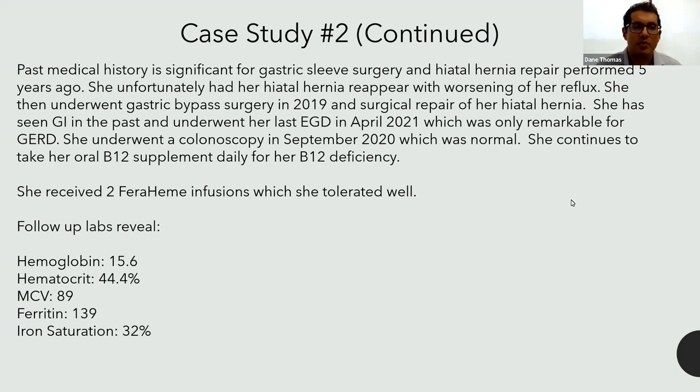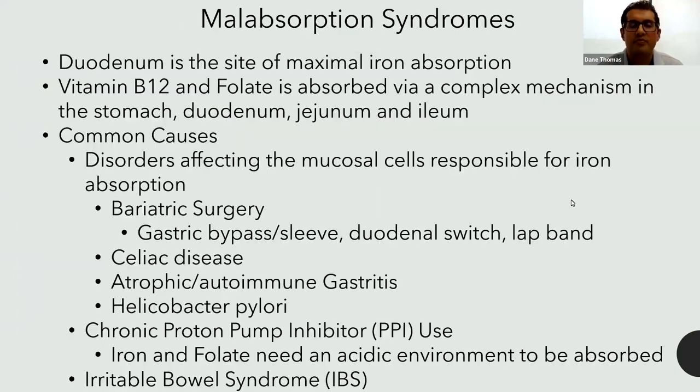She was seen by us and we administered 2 Ferrlecit infusions, which she tolerated well. We performed follow-up labs, which revealed much improved values as listed below here. Her iron deficiency was secondary to malabsorption. So let's talk about malabsorption syndromes.